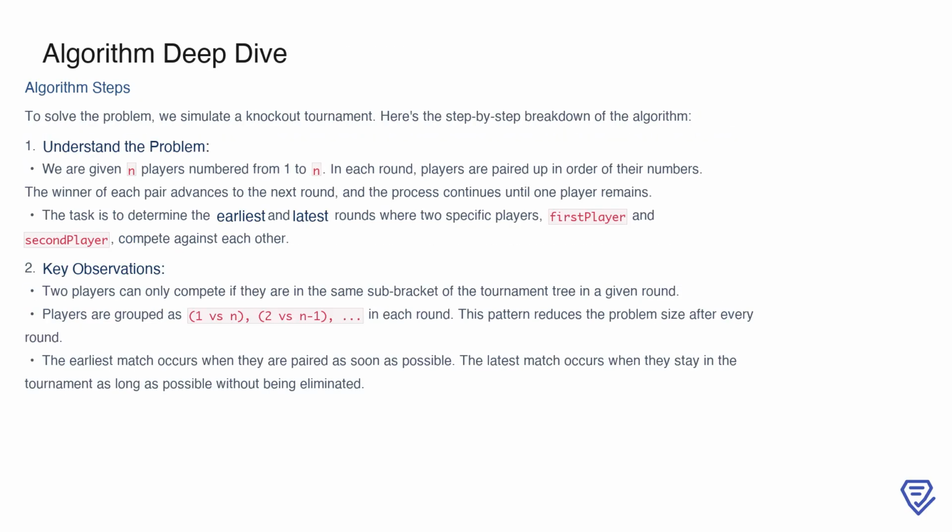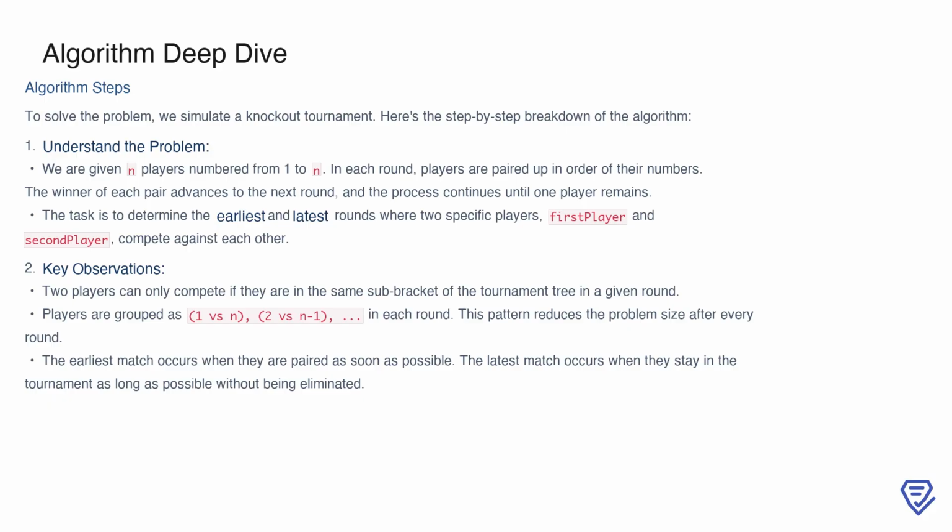To solve this problem, we simulate a knockout tournament where players are paired up in order of their numbers and the winner of each pair advances to the next round. The goal is to determine the earliest and latest rounds where two specific players, first player and second player, compete against each other. A key insight is that the players can only meet in the same round if they are in the same subbracket of the tournament tree. This happens when their pairing aligns with the pattern, 1 versus n, 2 versus n-1, and so on.